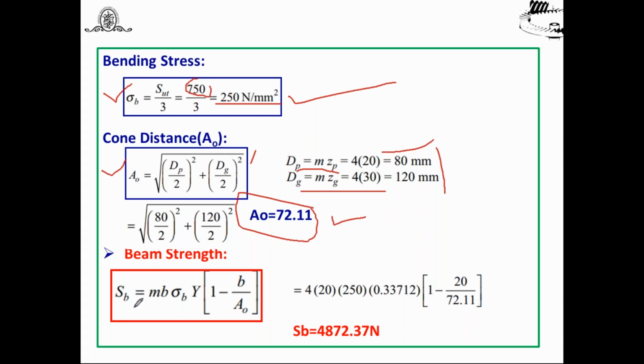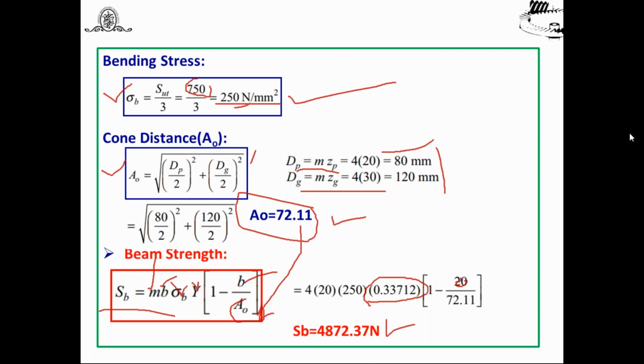Then the beam strength, SB is equal to m b sigma b Y in bracket 1 minus b by A0. The m is given, module 4; b is given, 20; sigma b is Sut by 3, that is 250. Y, the Lewis form factor, we have taken by using interpolation. Then b again is given as 20, and A0 we have calculated as 72.11. You can substitute, and you will get the beam strength.